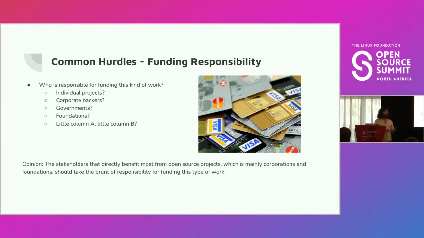The next common hurdle, Krobe and Bertuccio were talking about this in their talk about two hours ago, about the tragedy of the commons problem within open source. And when it comes to who is responsible for funding this kind of work, that same question comes up. Who here is familiar with credit card roulette? Has anyone ever heard that or played that? Okay, we've got a couple hands.